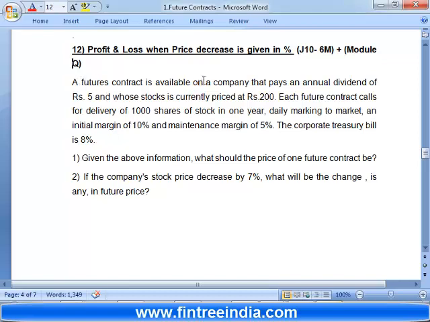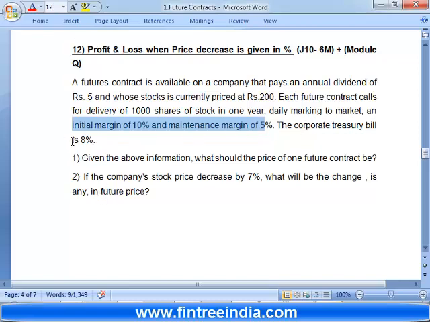A future contract is available on a company that pays annual dividend of rupees 5 whose stock is currently at 200. Each future contract calls for delivery of 1,000 shares of stock in 1 year. That means lot size is 1,000. Daily marking to market, an initial margin of 10% and maintenance margin of 5%. This is given only to, in a way, scare you. There is no direct application of this number anywhere.